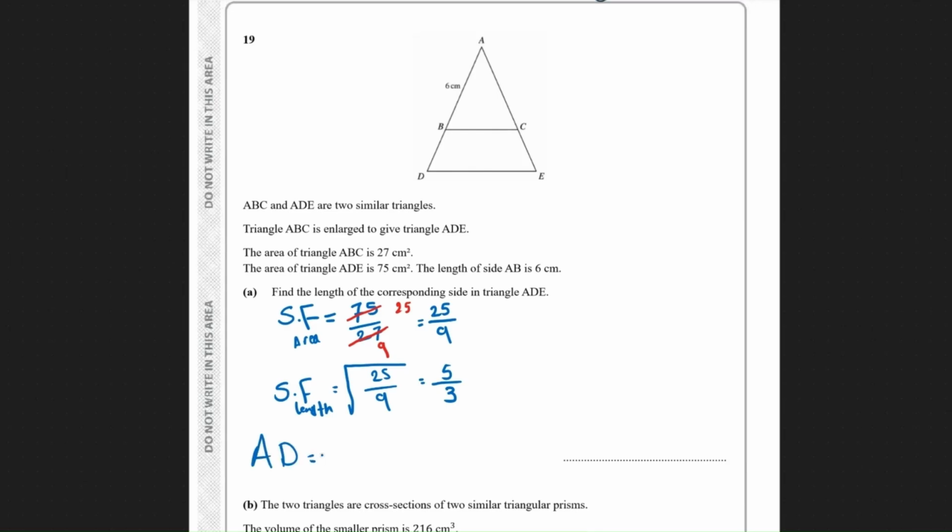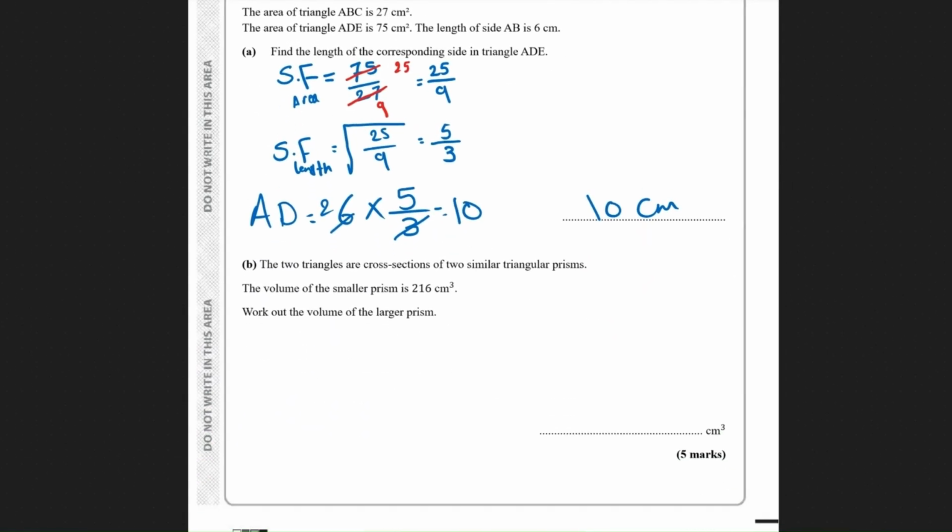AD equals 6 times the scale factor of length, 5 over 3. 6 divided by 3 would be 2, so 2 times 5 is 10. That means the answer is 10 centimeters. Now look at the next part.